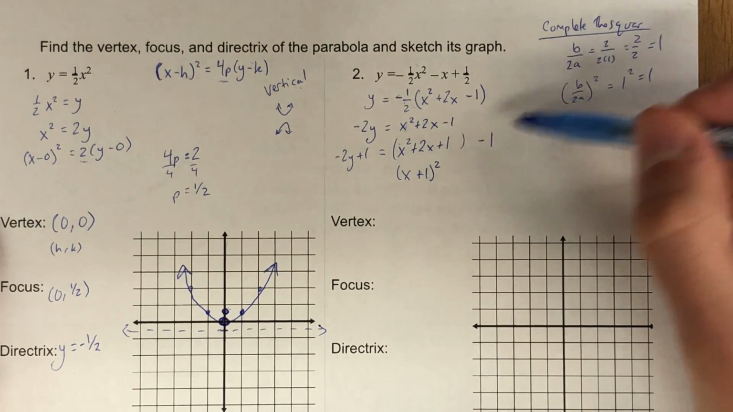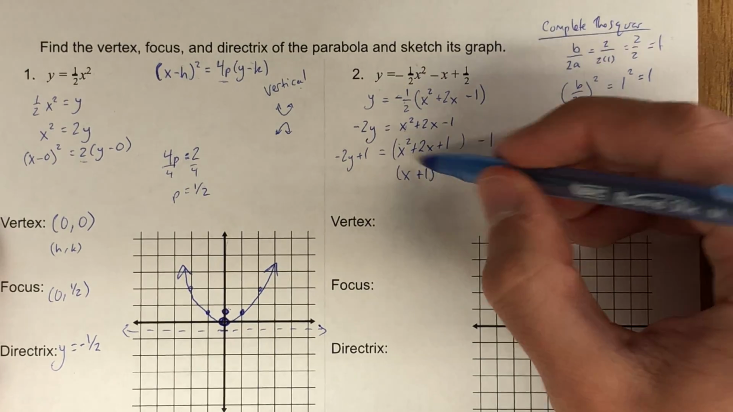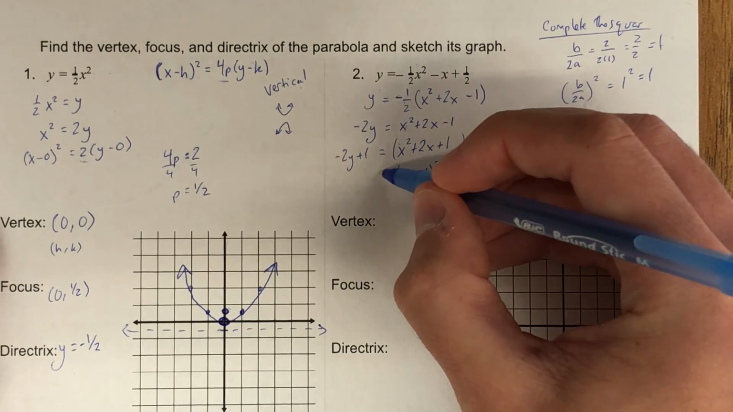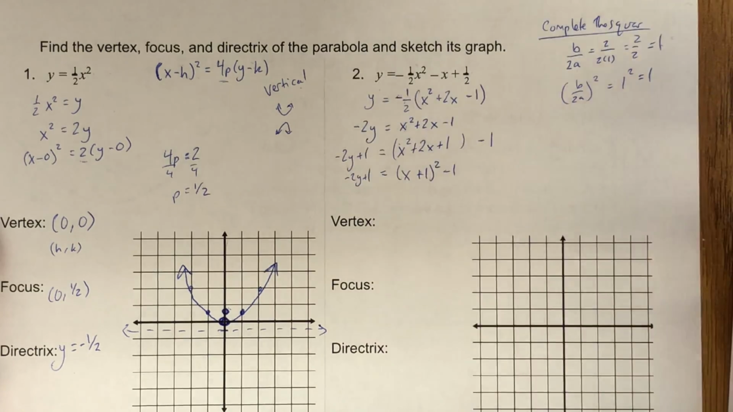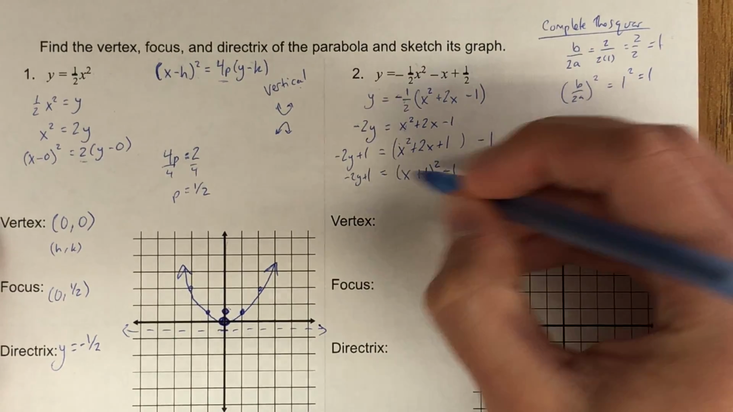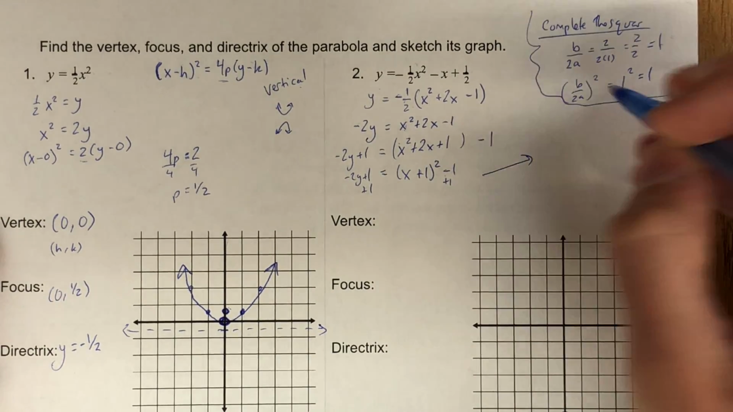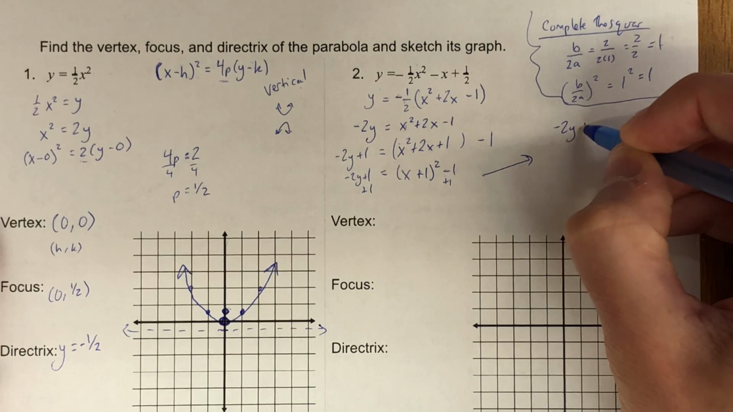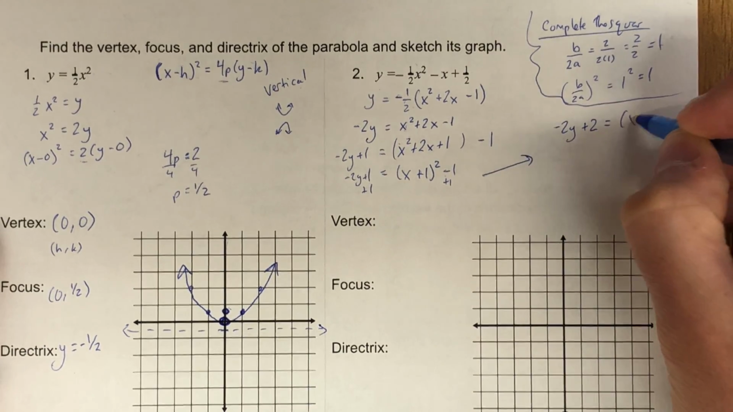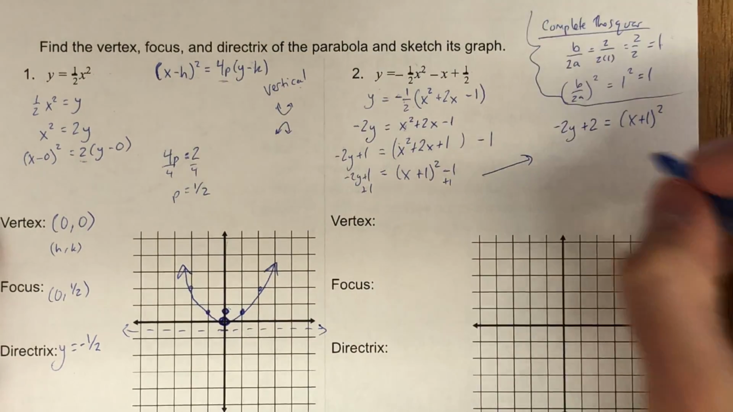Or really, it's just x plus whatever your b over 2a is, and then square it. -2y plus 1. Got to have our x by itself, so let's add 1 to both sides. So we'll have, let's put that over here. We have -2y plus 2 equals x plus 1 squared. I'm going to flip them around just because I like to have it matching up well.